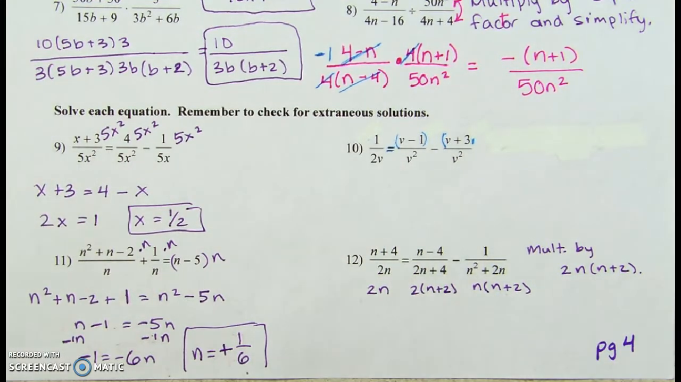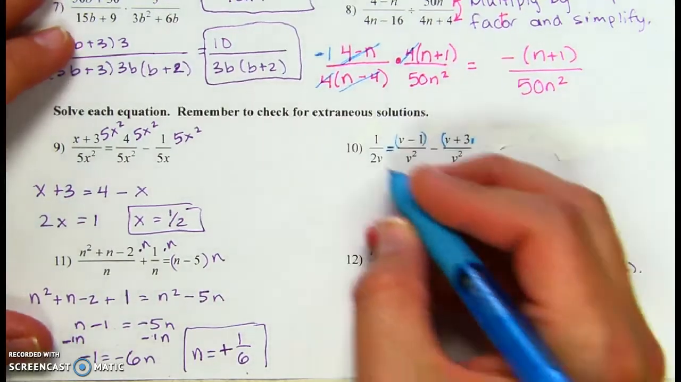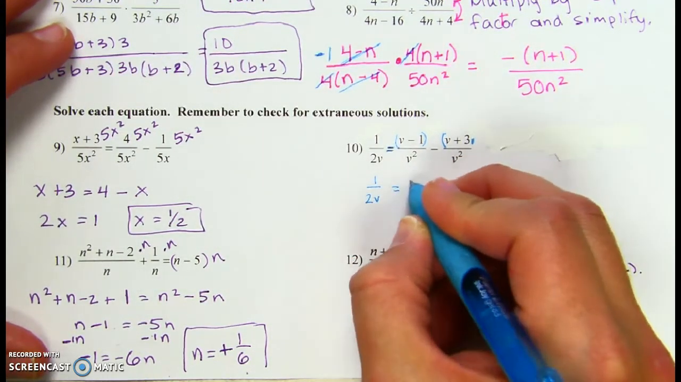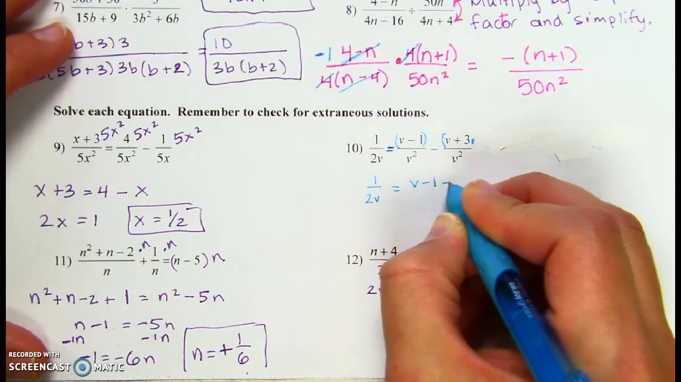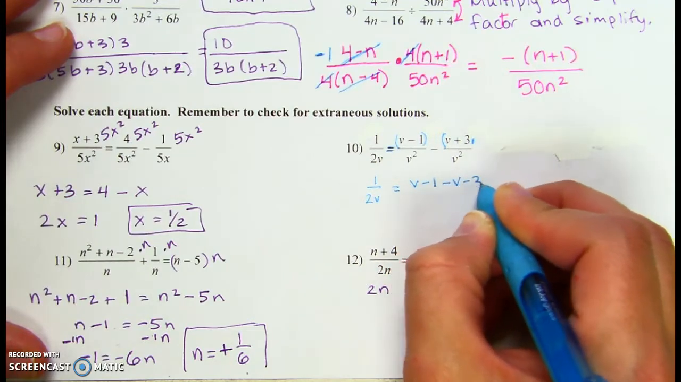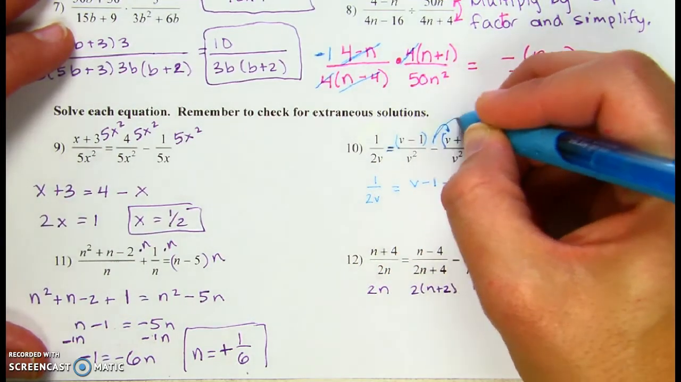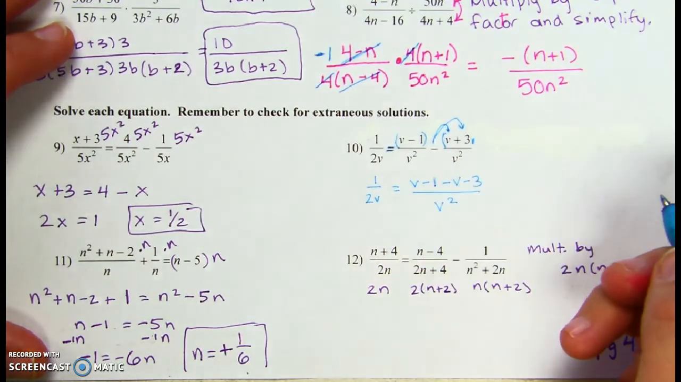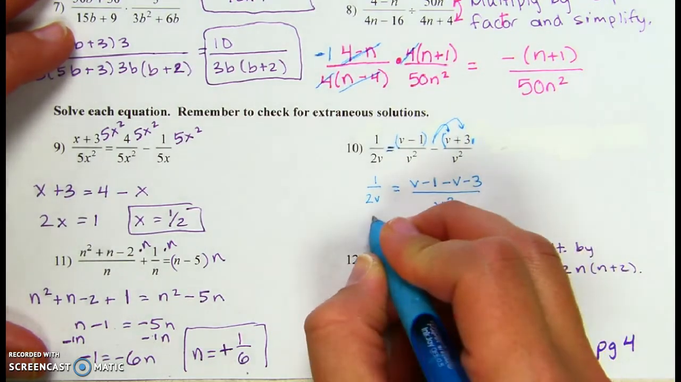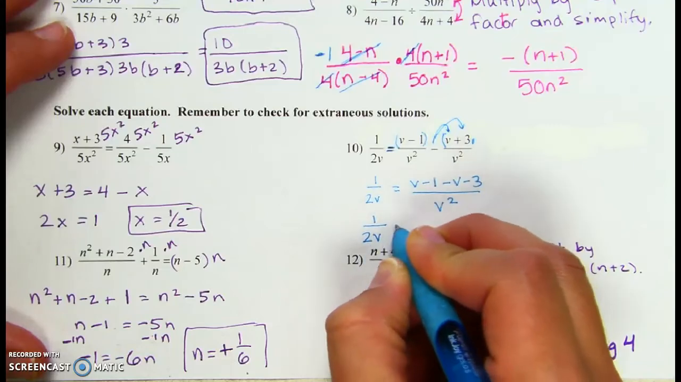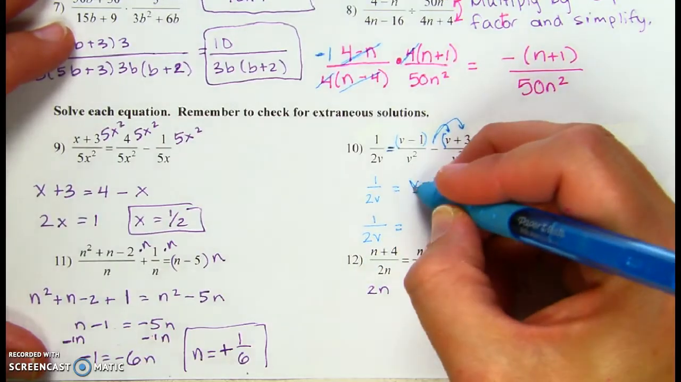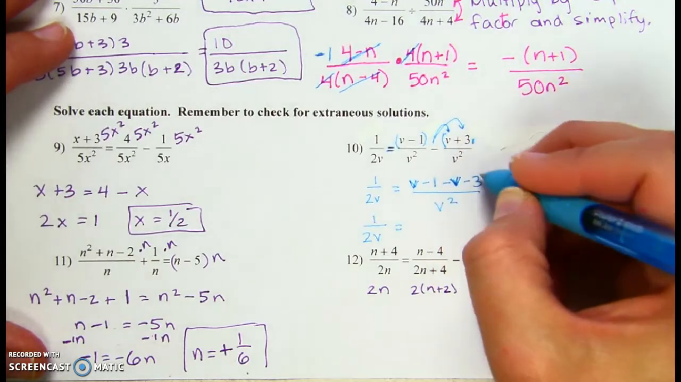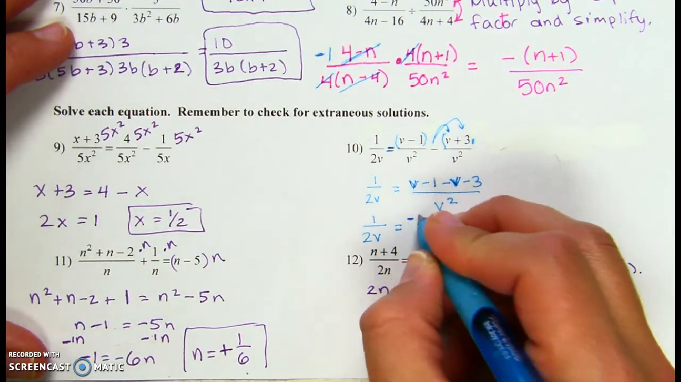So because there's a common denominator, we can rewrite this as 1 over 2v equals v minus 1 minus v minus 3. Do you see how I distributed that? All over the common denominator of v squared. So this is 1 over 2v equals, okay, what's v minus v? Those cancel. And what's negative 1 minus 3? Negative 4.